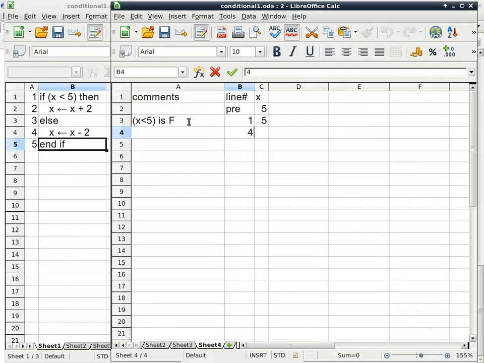It is false. So line 4 will evaluate the right-hand side. X is 5. 5 minus 2 is 3. And then we use 3 to update x. So x is going to be updated to a value of 3. And then we are all done.